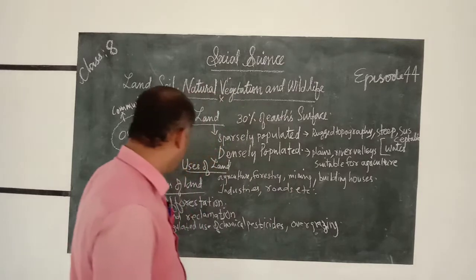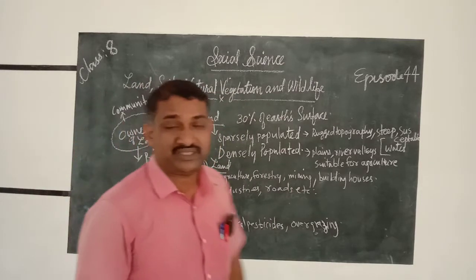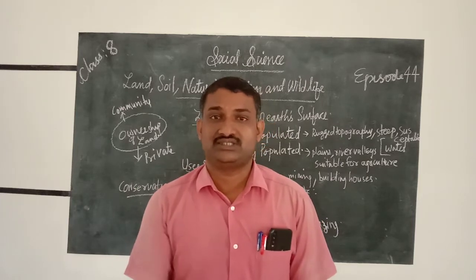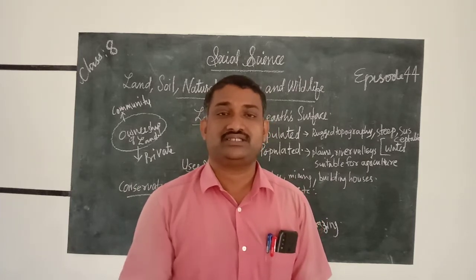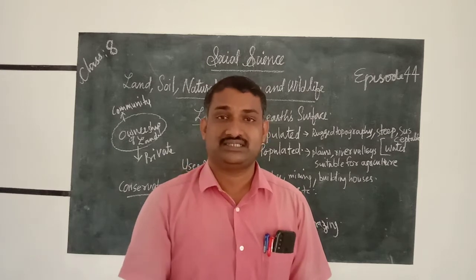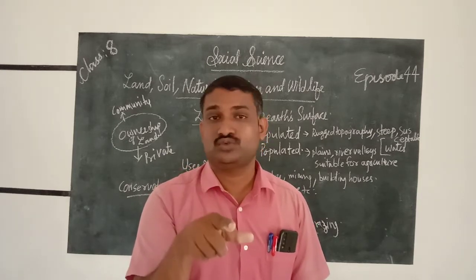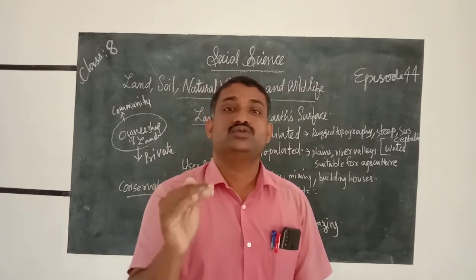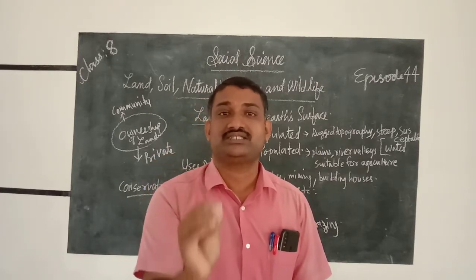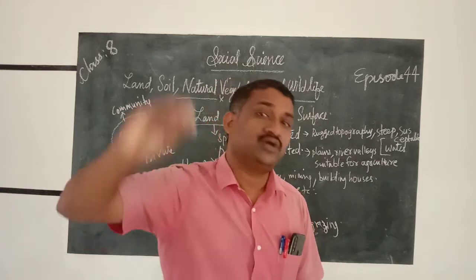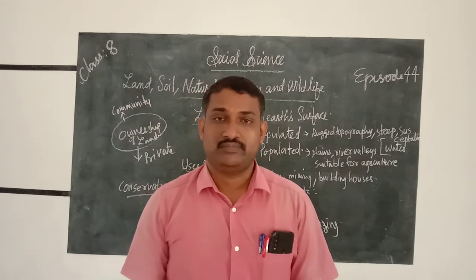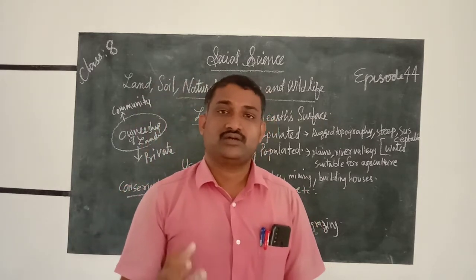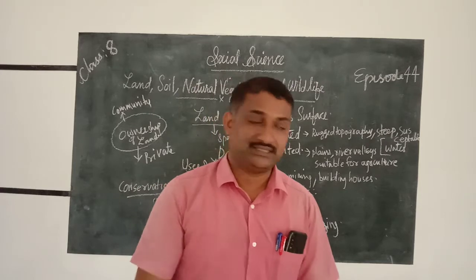Next is regulated use of chemical pesticides. You know that people use pesticides in order to kill pests. These pesticides are very harmful to human beings. So we can regulate or control the use of pesticides. We must control the use of pesticides. Regulated use of pesticides.